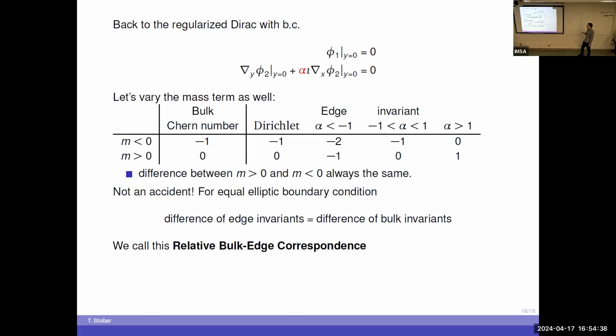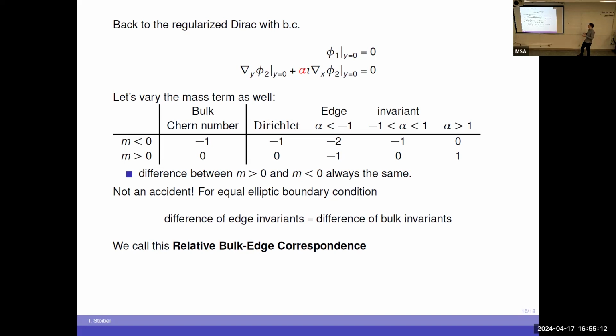It's simply the case that if we take these two models with positive and negative mass and put the same boundary condition, which is nice enough, so it should be elliptic, then this difference of edge invariants is always the same as the difference of the bulk invariants of these two models. And this concept is something that we call relative bulk edge correspondence. So this tells us that the bulk topology is not lost. We can still use the bulk invariant to predict the occurrence of edge modes.